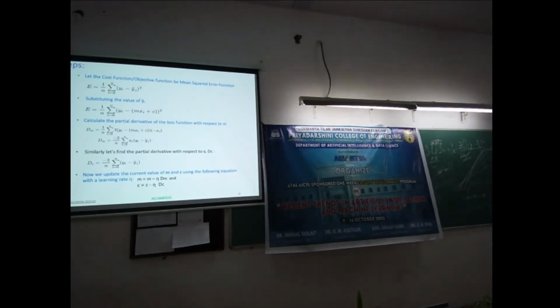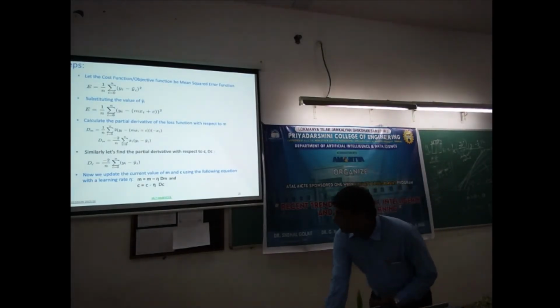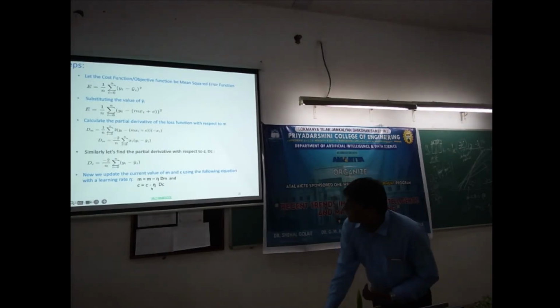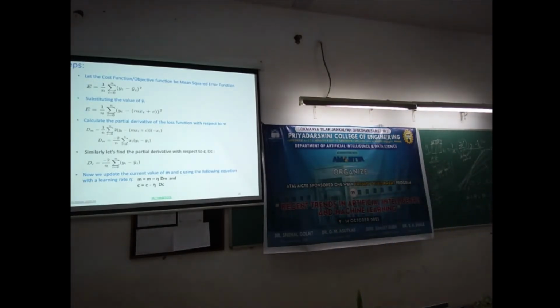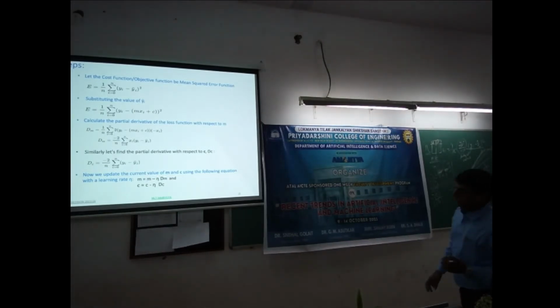Okay, so these are dm and dc. Now these are the gradients. How will you update m? You have to update m in the direction of steepest descent, right? So m is equal to m minus eta, which is the learning constant, into the partial derivative of the objective function with respect to m, and c is equal to c minus eta into dc. When you do this, your m and c are updated. This will continuously go on, m and c will be updated till your objective function is minimized.